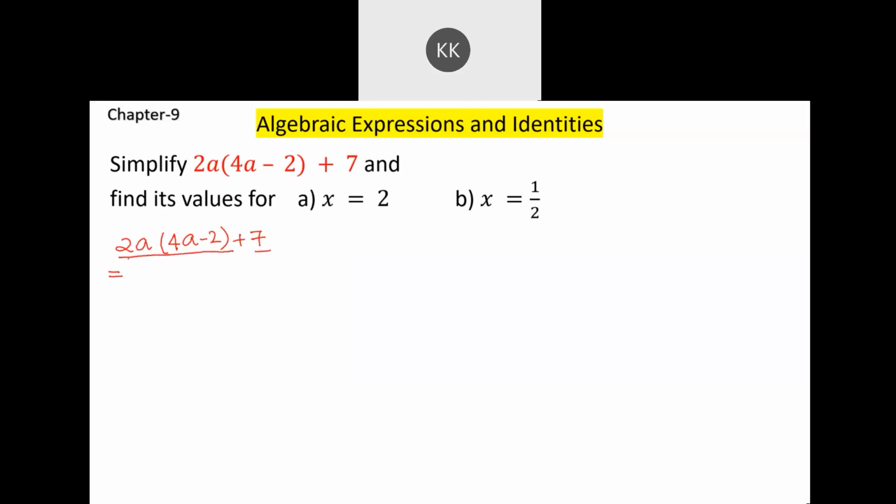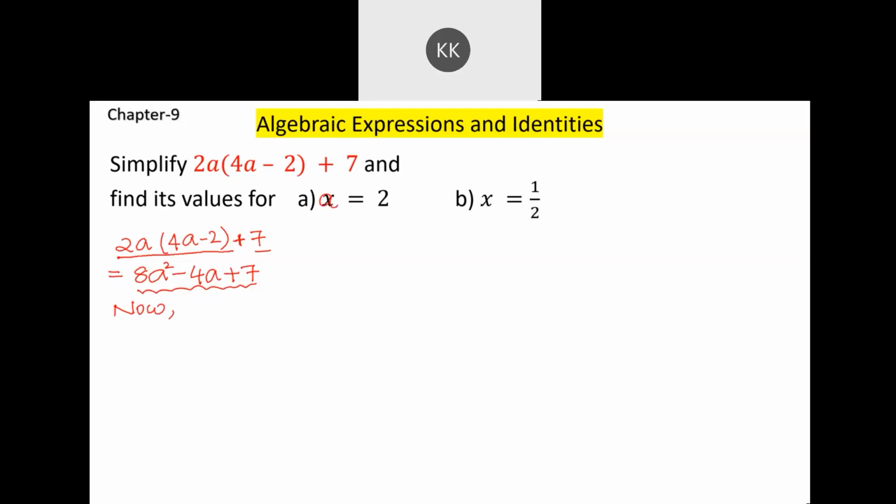In the previous session, we discussed that terms are separated by means of plus sign and minus sign. Here the multiplication is there, so you have to consider there are two terms. After solving, you will get three terms. When 2a is multiplied to 4a, it becomes 8a square. When 2a is multiplied to negative 2, it becomes minus 4a, plus 7. This is the simplified form. Now we need to find out when the question is slightly changed.